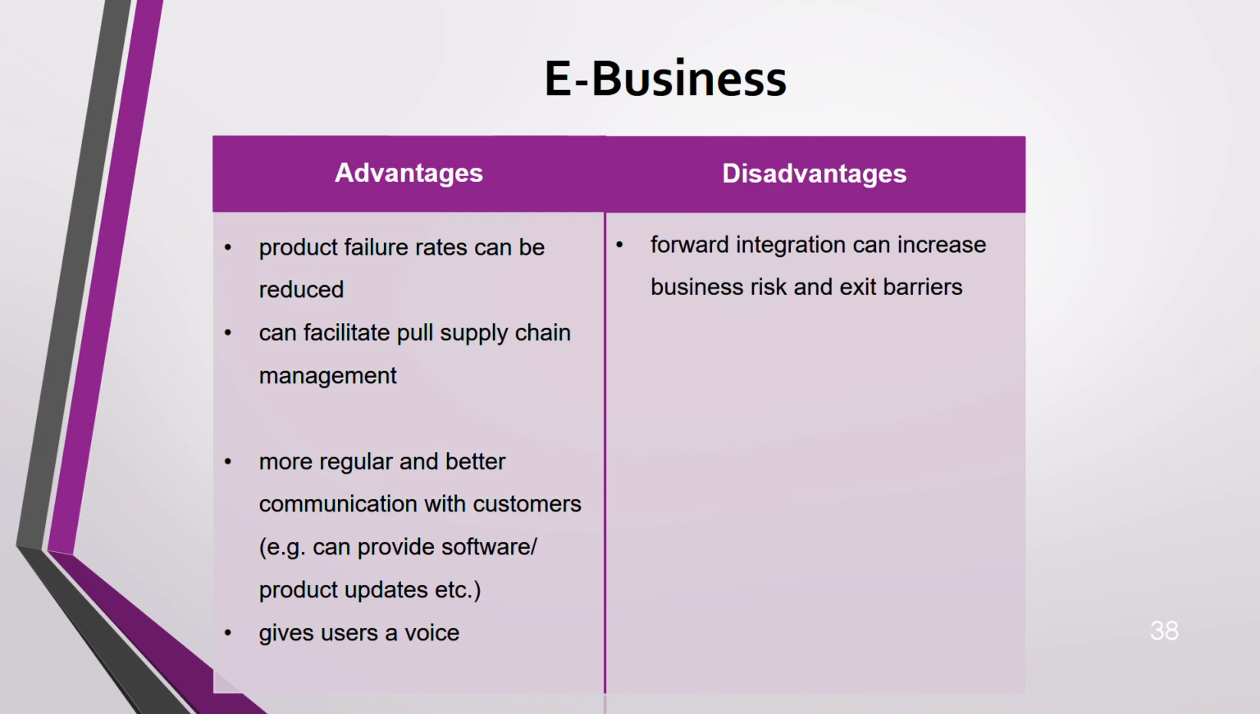What does it mean? When you forward integrate with your customer, your business risk might increase. Right? Exit barriers also increase. If you want to exit, let's say, if you want to go back to before you integrated with your customer, you cannot go back. It's difficult. Exit barriers are high. Because if you exit, you might lose the customer. You might lose their loyalty. And it's risky also to handle more now.